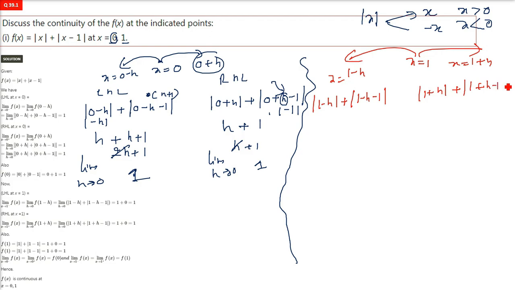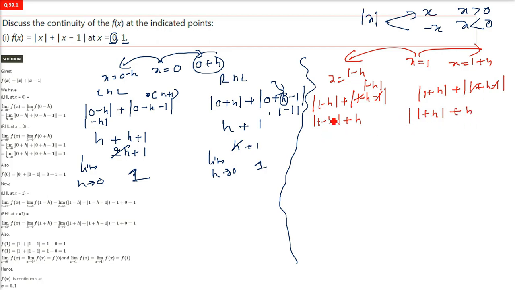So now this 1 gets cancelled. 1 minus h is 1 minus h only. This gets cancelled. Minus h will be positive h. Here 1 plus h, let it be like this. And 1 gets cancelled. You get mod of h.